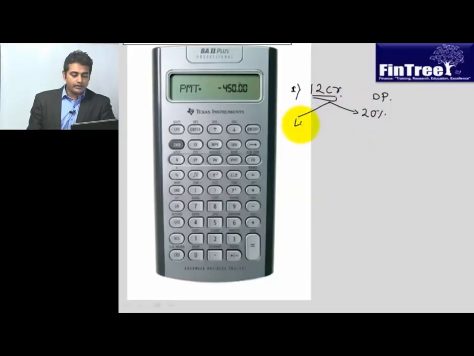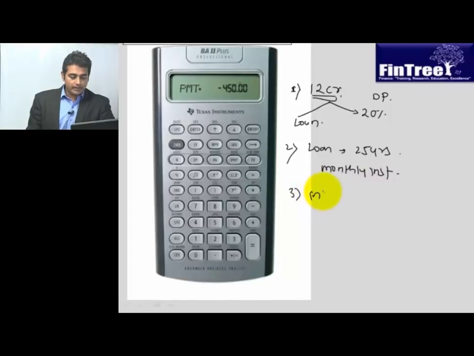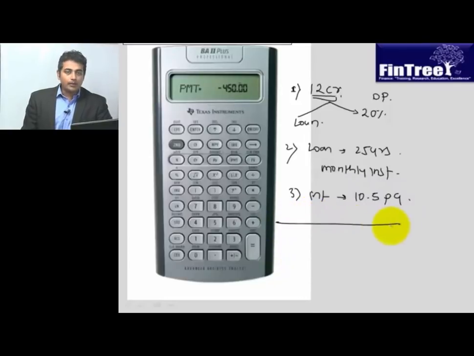That means that the remaining amount is going to be your loan. You would be taking a loan for a period of 25 years and you would be paying a monthly installment. The interest rate charged by the bank is 10.5% per annum. Now, the thumb rule of good financial planning practice is that your monthly installment should not exceed 30% of your monthly income. So if your income is ₹1,00,000, your installment shouldn't exceed 30,000.